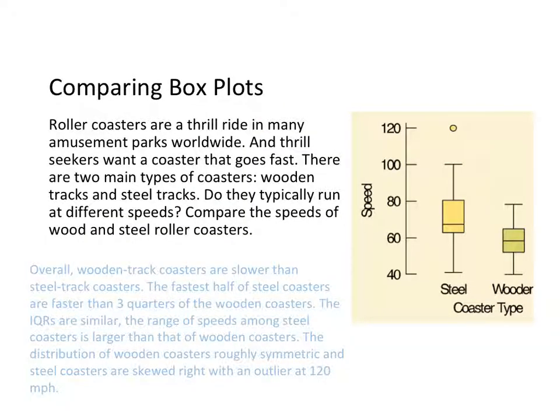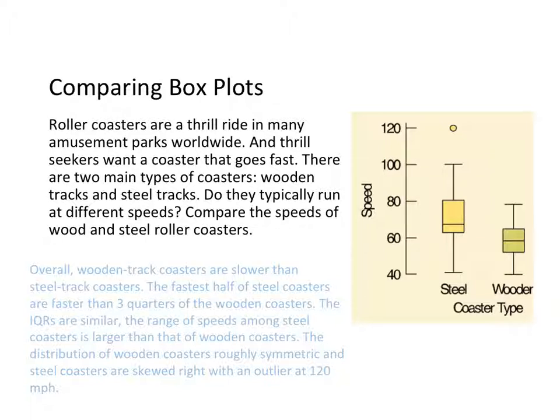You may be asked to compare with two box plots, where one has an outlier. So the example reads, roller coasters are a thrill ride in many amusement parks, and thrill seekers want a coaster that goes fast. There are two main types of coasters, wooden tracks and steel tracks. Do they typically run at different speeds? We want to compare the speeds of the wood and steel roller coasters.